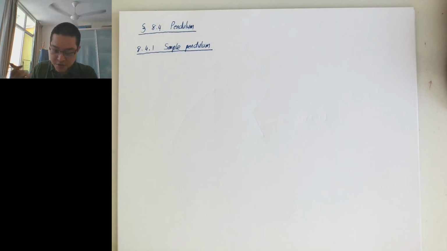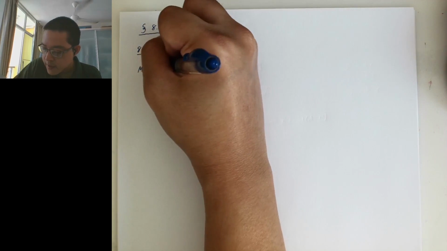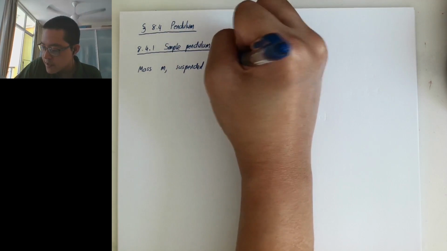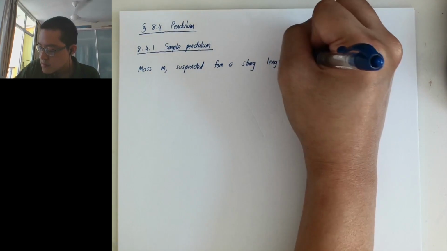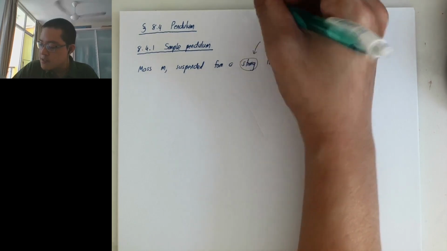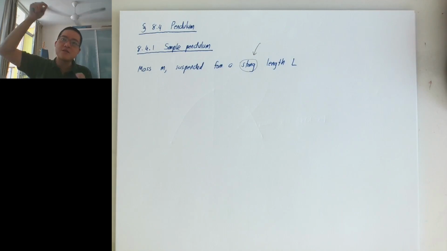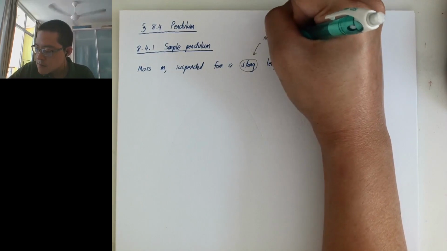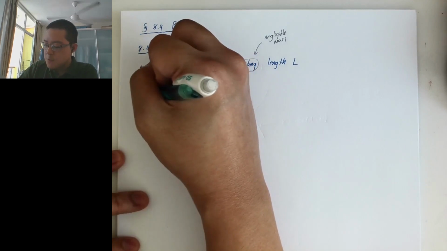So for a pendulum, usually we talk about a mass m suspended from a string of length L. And just like what she said in the video, we neglect the mass of the string. Usually we take a very thin string, so the mass is negligible. So all the mass is here. So what we're talking about is a pendulum.